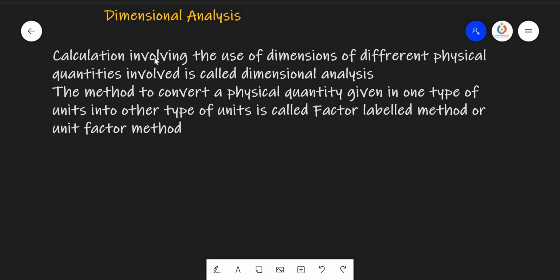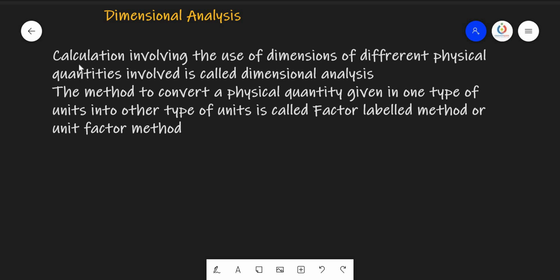So dear students, today we shall discuss one topic, that is dimensional analysis. Usually in examinations we encounter a problem in converting one particular physical quantity to another, like meters to centimeters, kilograms to grams, or milligrams or micrograms. These conversion processes are usually discussed in dimensional analysis.